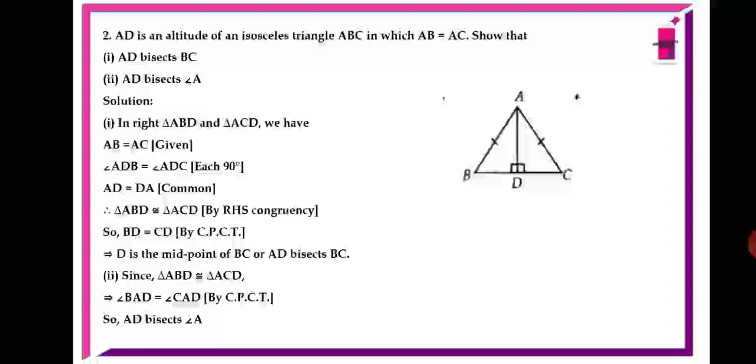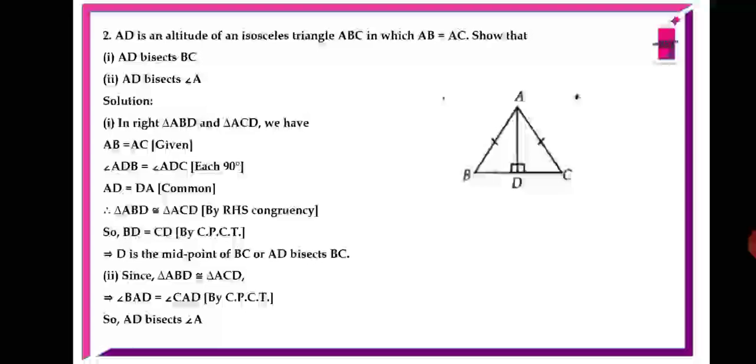In right triangles ABD and ACD, we have AB equal to AC, which is given data; angle ADB equal to angle ADC, each equal to 90 degrees; and AD equal to DA, it is common. Therefore, triangle ABD is congruent to triangle ACD by RHS congruency rule. So, BD equal to CD by CPCT. Therefore, D is the midpoint of BC, or AD bisects BC. So directly you can say AD bisects BC, which first one is proved.